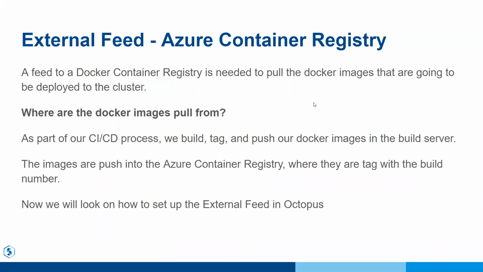After you create your lifecycle, you need to add an external feed to the Octopus configuration. So what is an external feed? In our case, we need a feed from Docker Container Registry. So as a part of our CI/CD process in our build server, that's where we build the image, tag it, and push it to the Docker Container Registry. In our case, since we work with Azure, we created an Azure Container Registry. And I will show you how to set up the external feed in Octopus now.